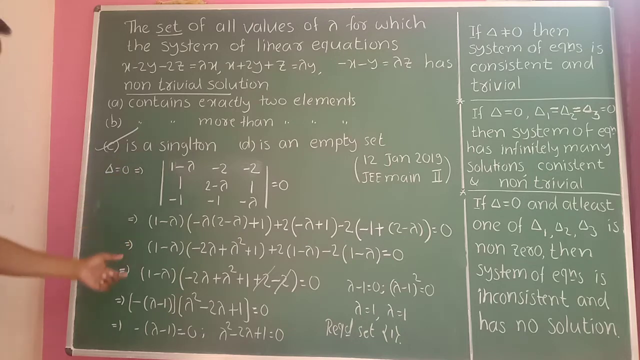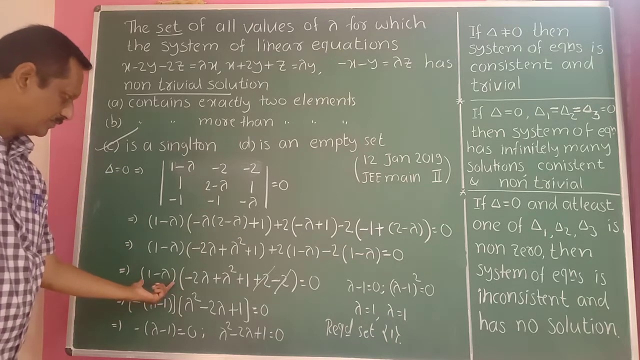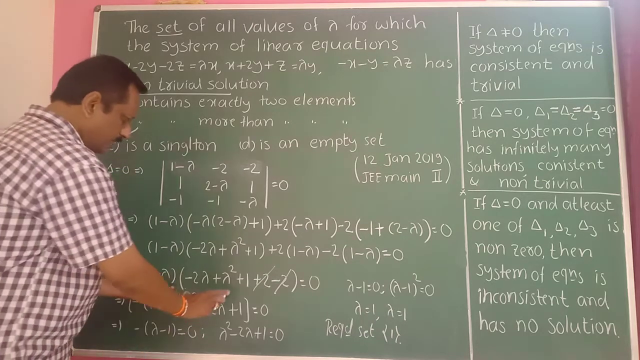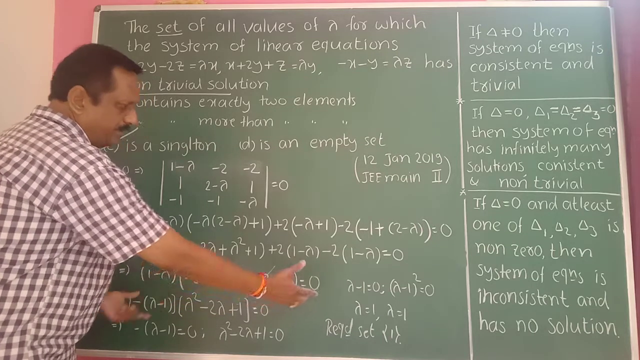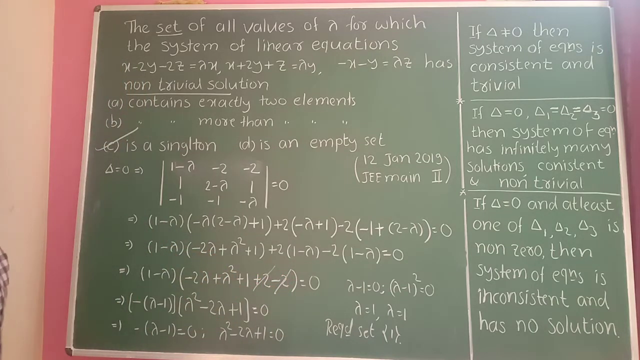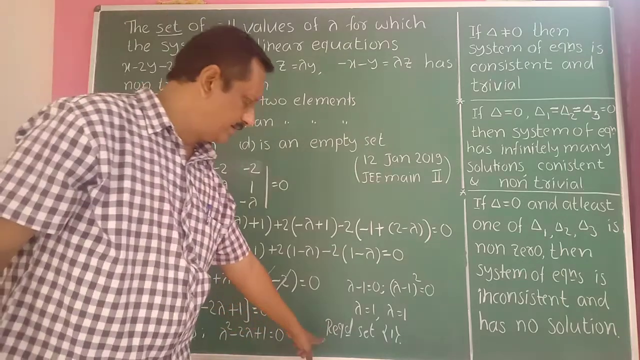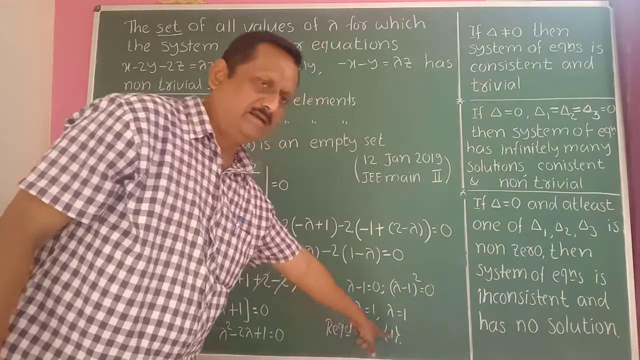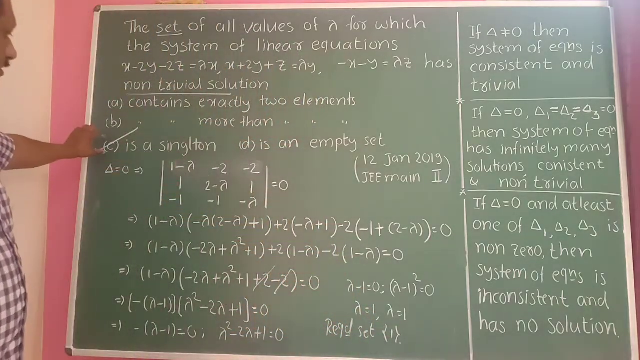You can directly take this equal to 0 and this term equal to 0. Simplifying, we again get lambda value 1. Therefore the required set is the singleton set 1. It contains only one element. So C is the answer.